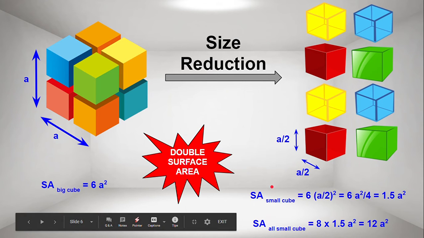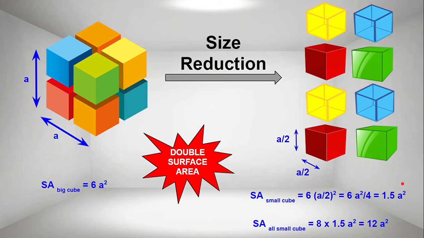And if I want to find out the surface area of the small cube, then it will be the 6a over 2 whole square. So it will give me the 6a square divided by 4. So that is equal to 1.5a square. And this 1.5a square represents the surface area of one of the cubes.